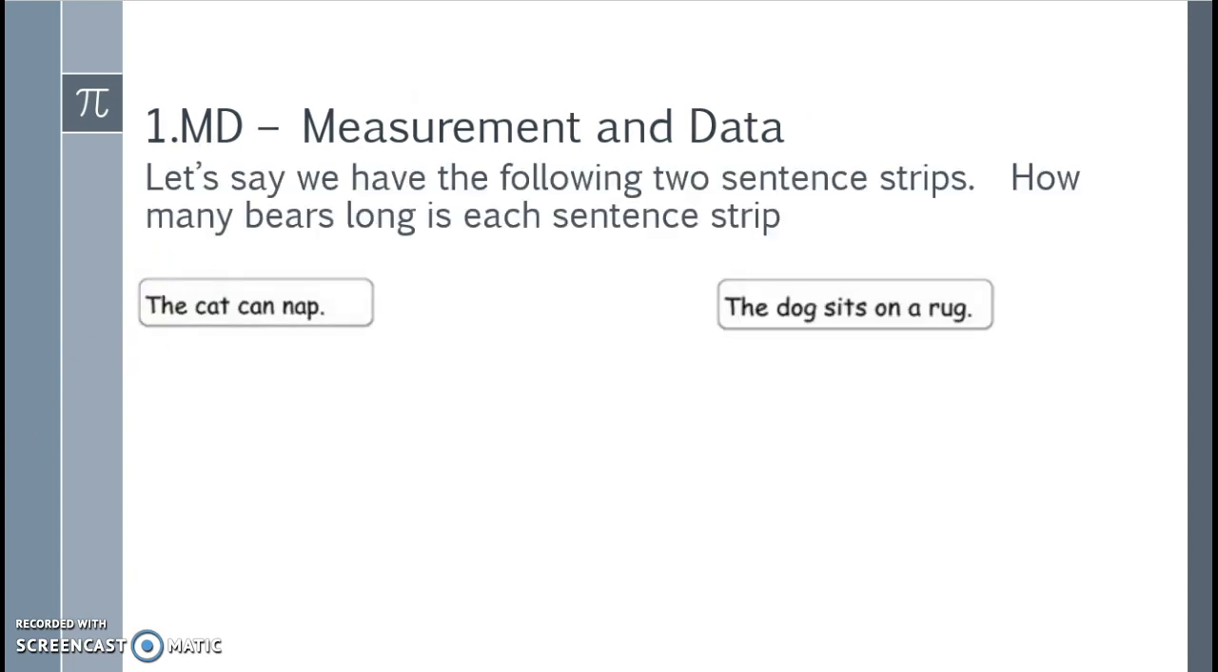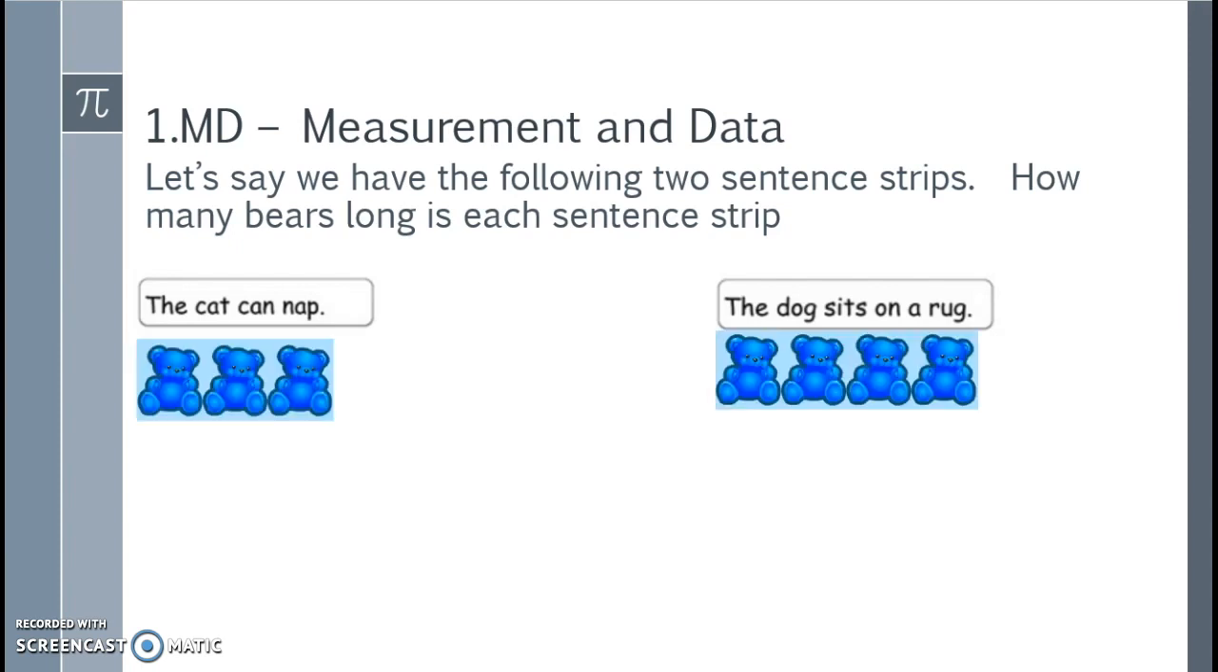Continuing with measurement, let's say we have the following two sentence strips. How many bears long is each sentence strip? I have the sentence strips, "The cat can nap," and "The dog sits on a rug." So I grabbed some of my bears from the virtual manipulatives and copied and pasted them here. And I see that it takes 3 bears to complete "The cat can nap." And it looks like 4 bears to complete "The dog sits on a rug."